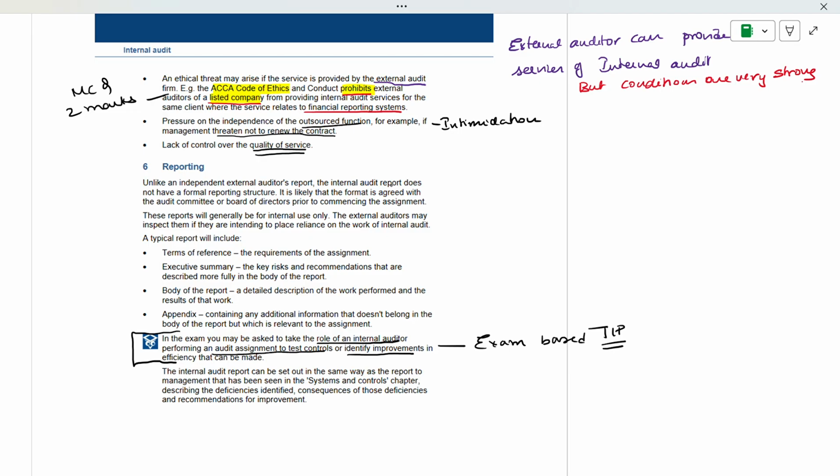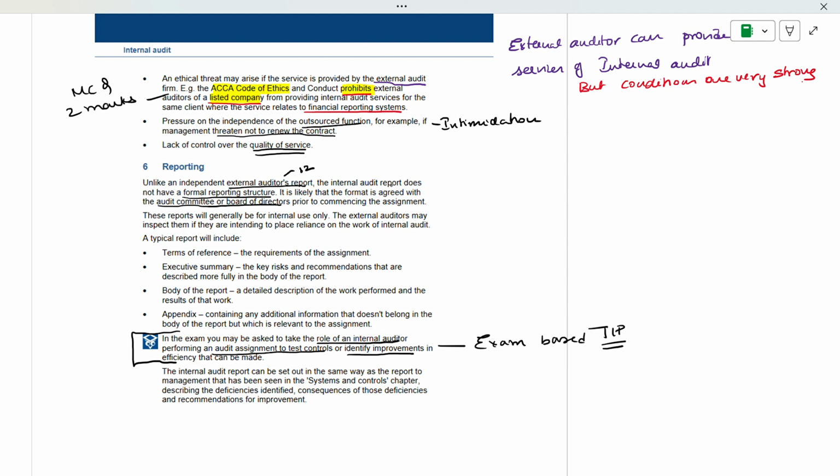Reporting: to whom will the internal auditors report? Unlike the external auditor's report, the internal auditor's report does not have a reporting structure. The external auditor's report we are covering in chapter number 12, and the report format will be there for 5 marks. I am telling you, chapter number 12. It has a very structured report. For the internal auditor, we don't have any structure. It is likely that the format is agreed with the audit committee or board of directors. There is no fixed structure.